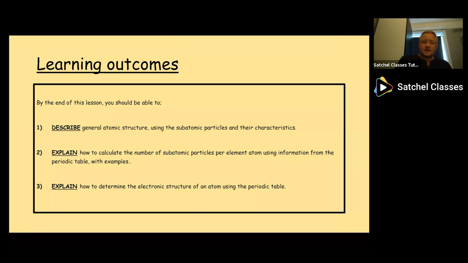So that then is explain how to calculate the number of subatomic particles per element atom using information from the periodic table, with examples. The last bit, explain how to determine the electronic structure of an atom using the periodic table. Let's get on to that now then.